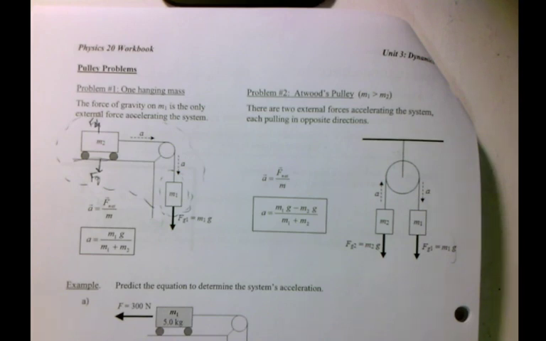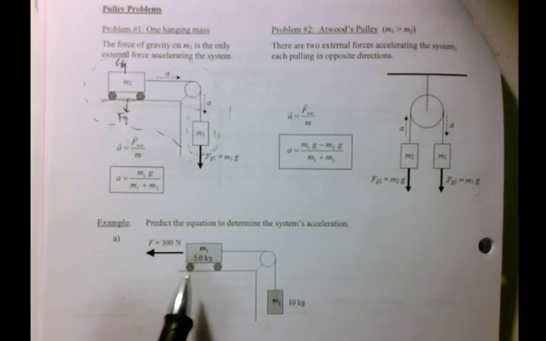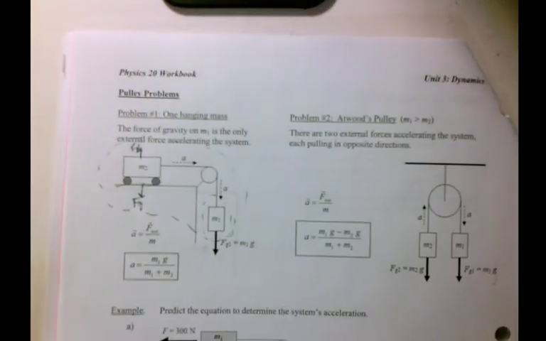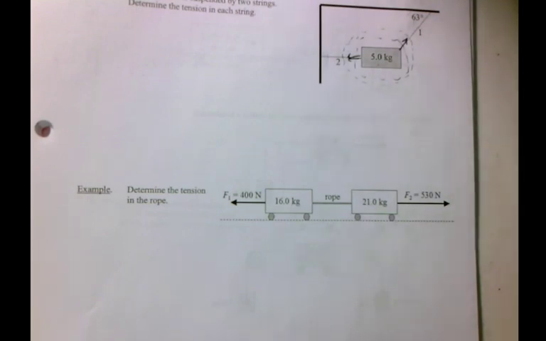All right, let's try this example together. So we have to predict the equation used to determine the system's acceleration. So for this first one, we're going to have to look at the entire system. Oh, I skipped an example. I apologize. We do need to figure out how to determine tension before we can do this. So let's do this example first. We're determining the tension in the rope, which we're going to use for the pulleys, but just in a second here.